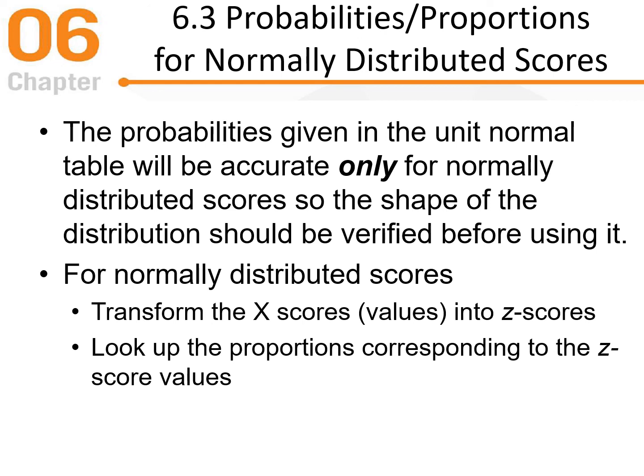Now the table, as I mentioned before, only specifies probabilities for normal distributions. So if you don't have a normal distribution, you can't use the table. So what you have to do is transform your raw scores into z-scores, and then look up those z-scores in the table and get the corresponding proportions. And that will give you proportions or probabilities, the answers to the items that you're being asked for.